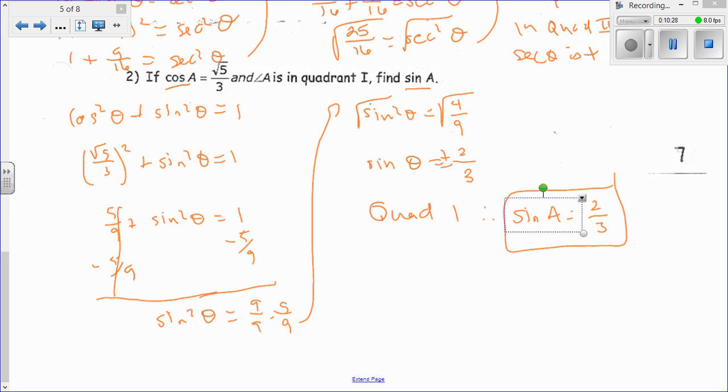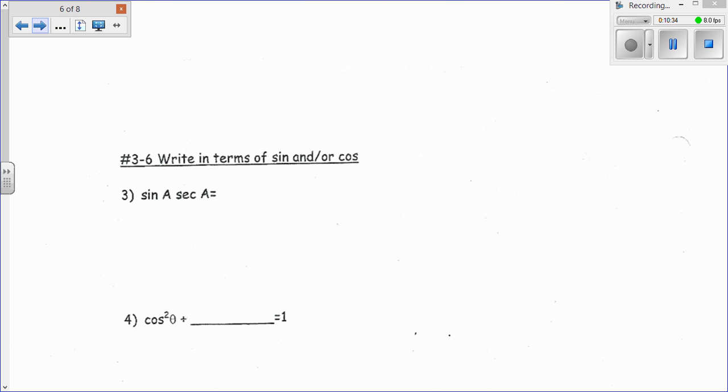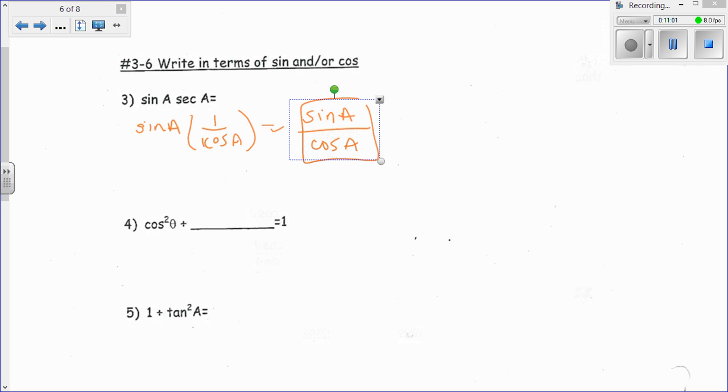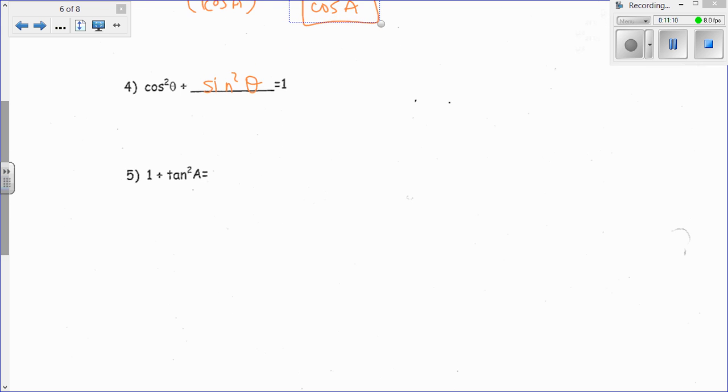Okay? Write in terms of sine and/or cosine. This is kind of what we've been working on before. If I have sine A, that stays as it is. And secant A is 1 over cosine A. So when I multiply them, I get sine A over cosine A. Cosine squared theta plus what is equal to 1? Well, that's one of our identities. Just fill in the blank. So it's sine squared theta.